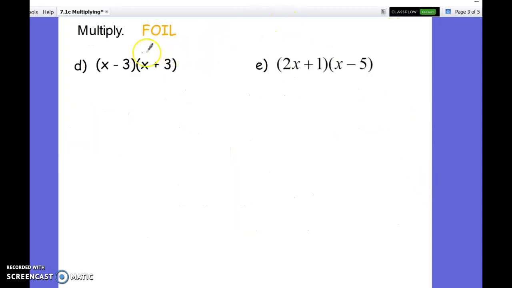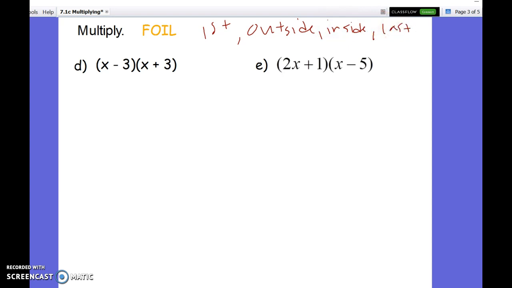Okay, so here we have a binomial times a binomial. And these are what we're going to be multiplying most often. So we need to make sure we multiply both terms in this first set of parentheses by both terms in this second set of parentheses. We have a special acronym to help us out called FOIL. First, outside, inside, last. First, outside, inside, last. Okay, you are going to want to memorize that as soon as possible.